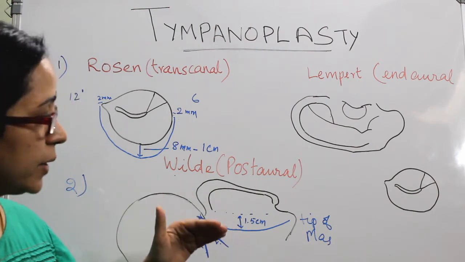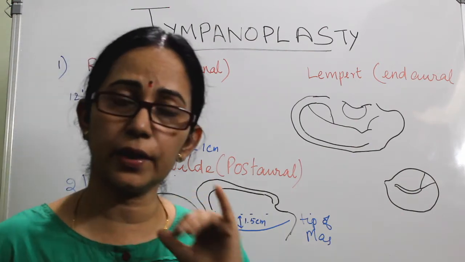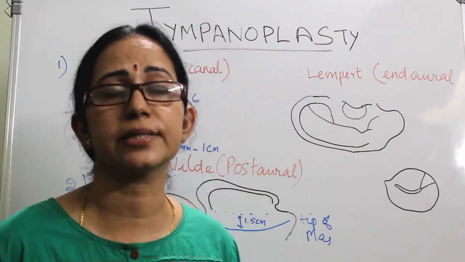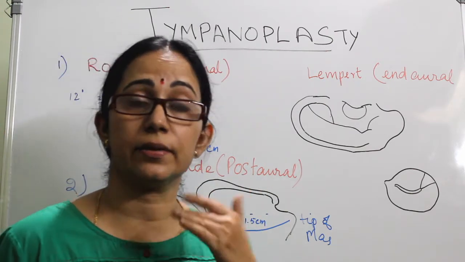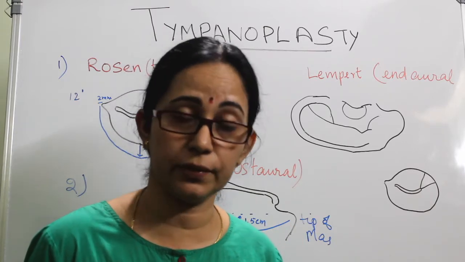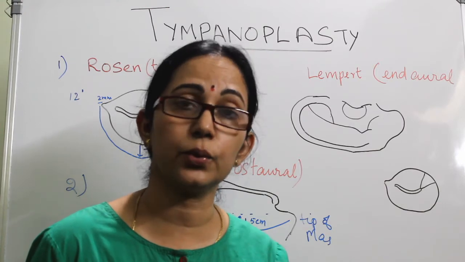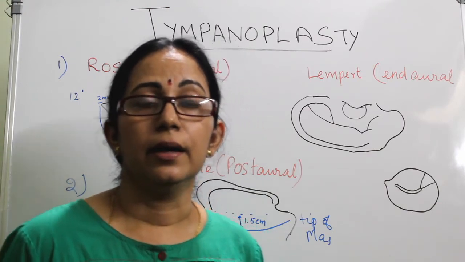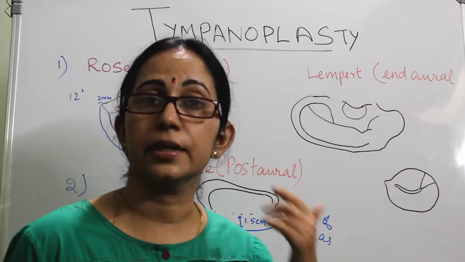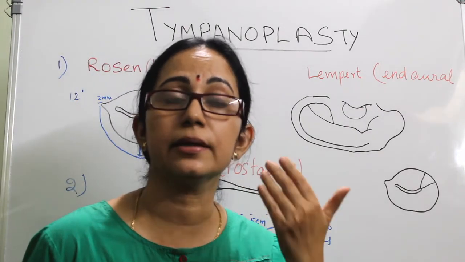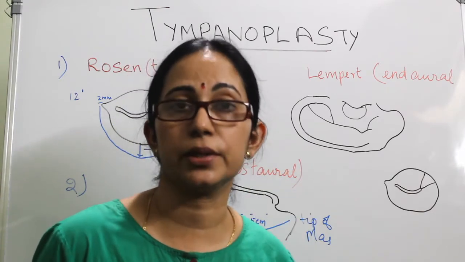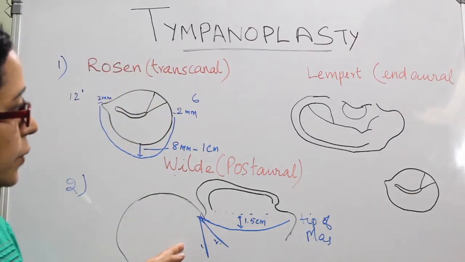Okay, so the advantages: one, less expertise is needed; second, there is no need of a speculum, both hands are free; and third, very good exposure. Even if the external auditory canal is narrow, you can approach it. And even if there is keloid formation, the scar is cosmetically acceptable, because in the postaural region it is not easily visible. Okay, so these are the advantages.